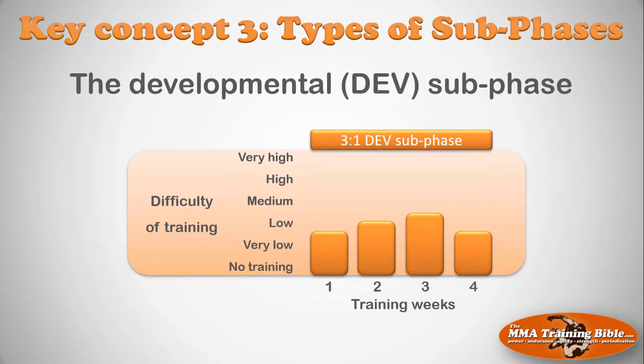Okay, so let's start with the developmental subphase. Here, it's an example of a 3-to-1 loading plan, but we also use a 1-to-1 loading plan and 2-to-1 loading plan as developmental subphases as well. Now, the key feature of the developmental subphase is a steady and slow rise in the training difficulty across the training weeks, followed by a recovery week, and that's very important. And again, you can manipulate training difficulty across these weeks in many different ways. So let's say you're focusing on aerobic oxidation across this subphase.